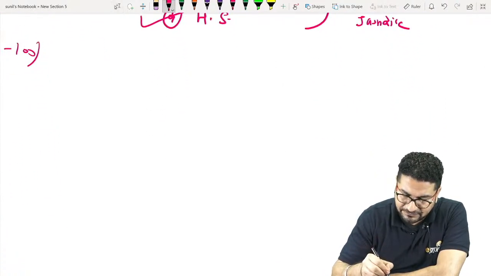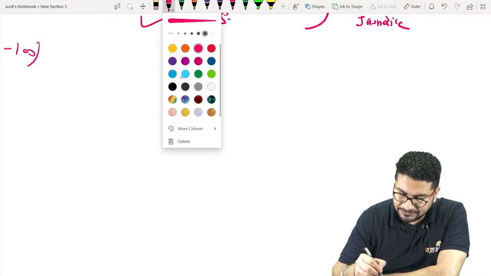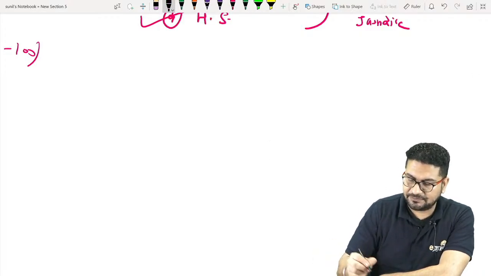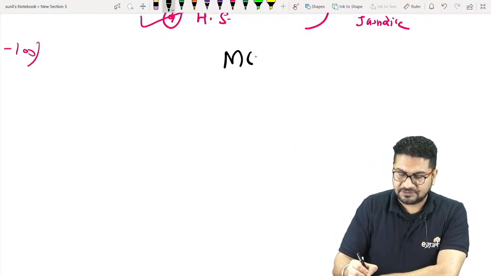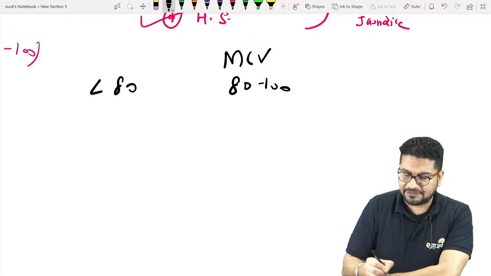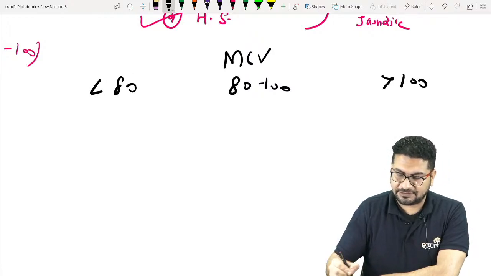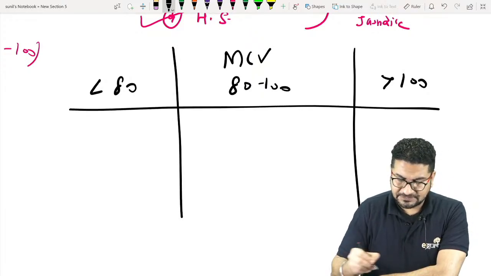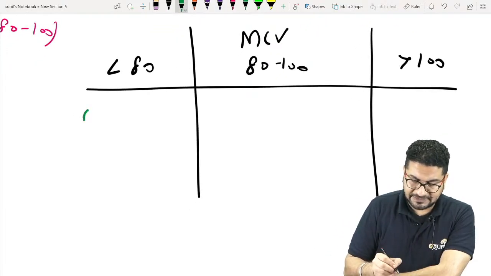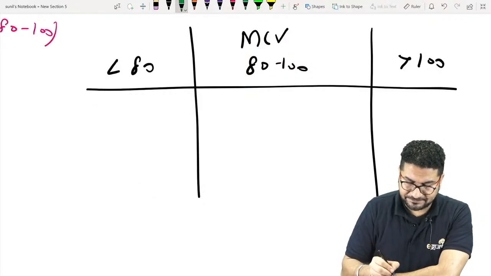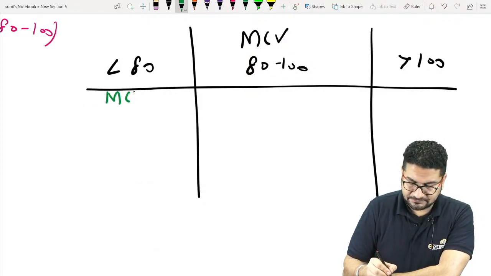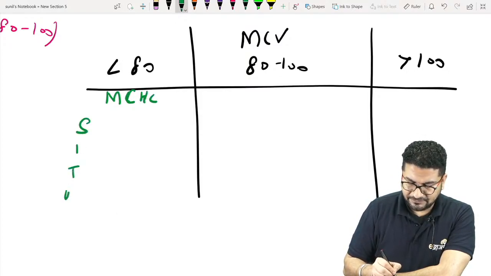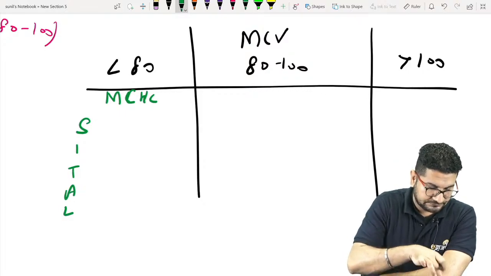So I am drawing the classification once again. See what I told you. We can divide anemia based on MCV, right? MCV normal value is 80 to 100. MCV can be less than 80, or it can be more than 100. If MCV is less than 80, it means microcytic hypochromic. This time I'm drawing in a fast forward way. And in microcytic hypochromic, we have Sickle. Clear? Same thing I told.